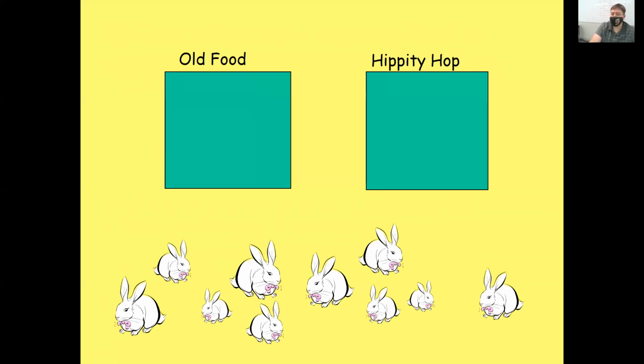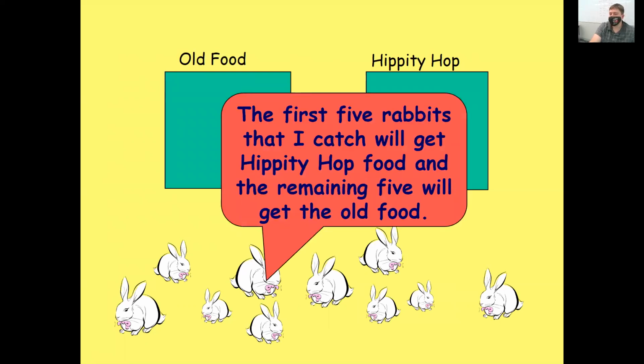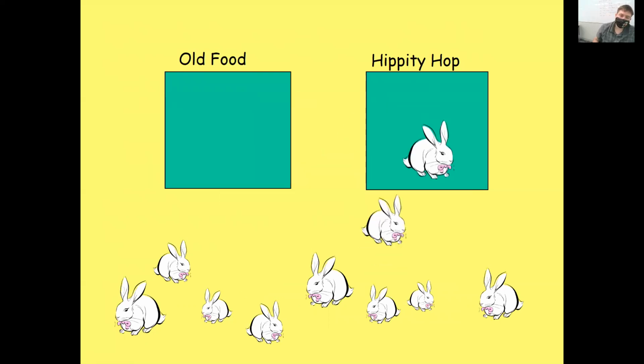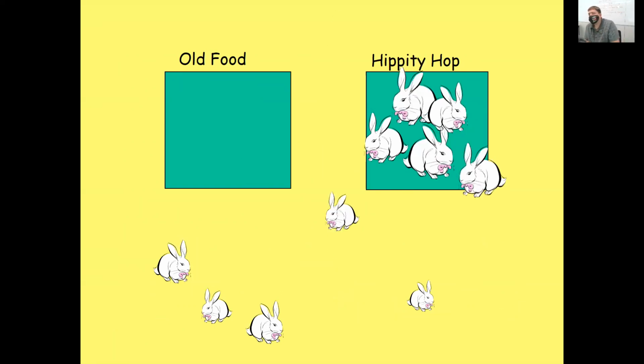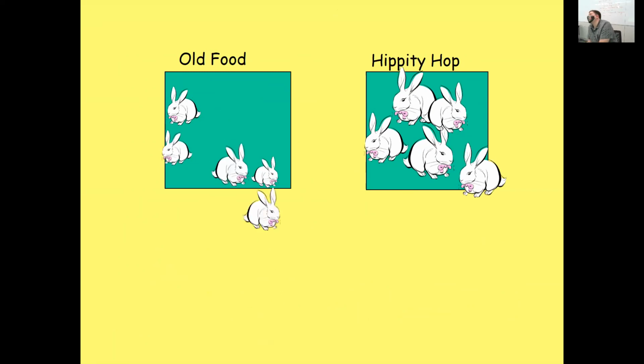It should work on all of them. So I'm going to grab a bunch of rabbits randomly, and the first 5 that I catch are going to get hippity hop, and the remaining 5 are going to get the old food. So let me catch them. Throwing them in there. See, I'm even doing my physical. And the rest of them are going to go that way. Do we see a problem still? Matthew does. What do you see, Matthew?